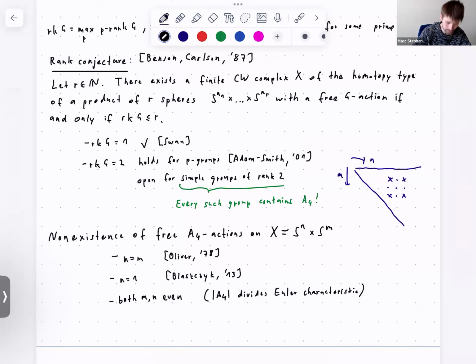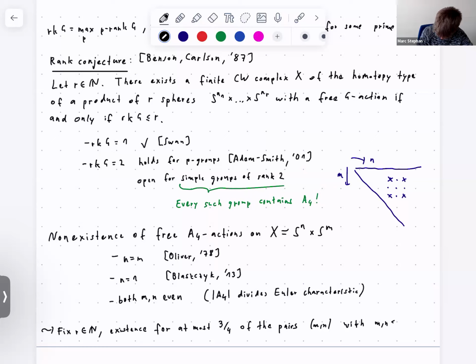So let me write this down. If we fix r in N, and then we consider the existence of free A4 actions on Sn cross Sm, then for at most 3/4 of the pairs n, m, we can have such a free action, where m and n are smaller than r.